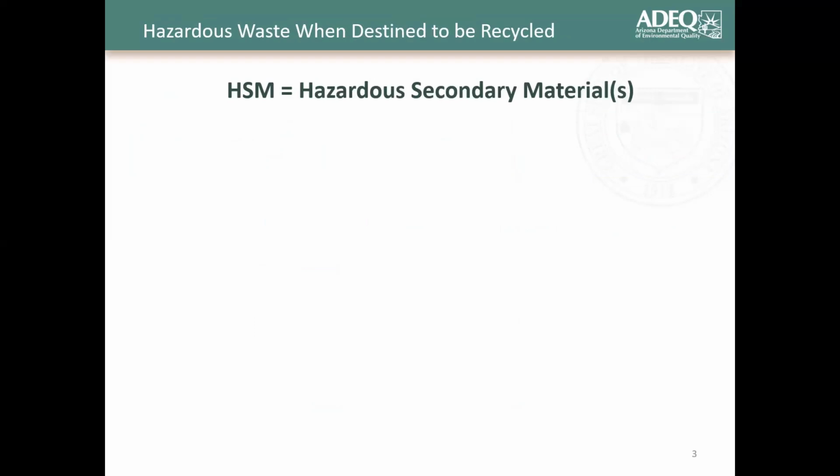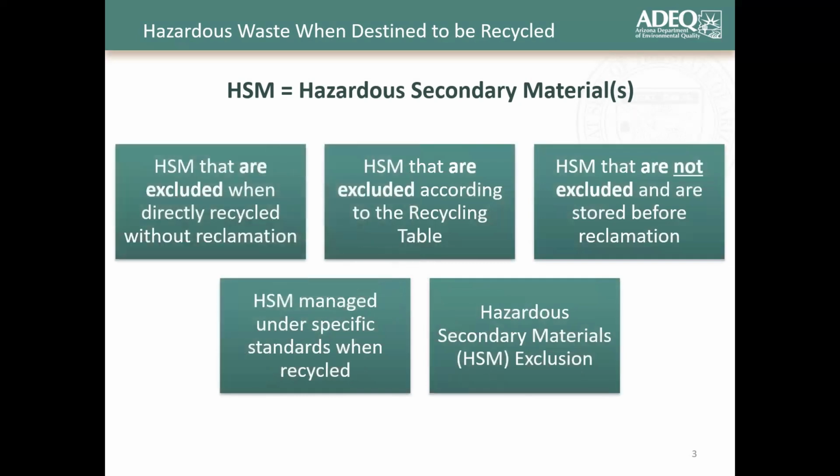The rules that apply to hazardous waste destined to be recycled can go from no regulation to full regulation, with the amount of regulation depending on the type of material and manner of recycling. A hazardous waste that is destined to be recycled is called a hazardous secondary material, or HSM. Some HSM, even when destined to be recycled, are still classified as a solid waste. Therefore, you still have to follow the hazardous waste regulations up until the actual recycling process takes place. Other HSM, depending on the type of material and manner of recycling, are excluded from the definition of solid waste.